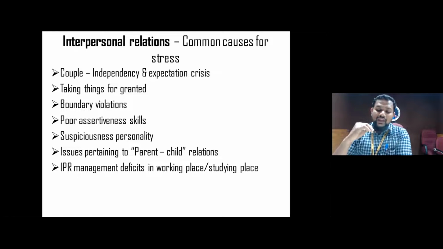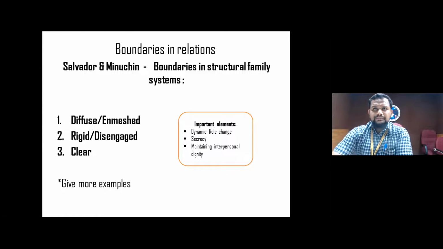Okay, now, the last one I told, the interpersonal management deficit in the working place or studying. Now, boundaries. Okay, as lay counselors, you should understand this concept of boundaries very well in terms of interpersonal relations. So there are three most common types. One is diffuse or enmeshed, the second is rigid or disengaged, and the third one is clear.